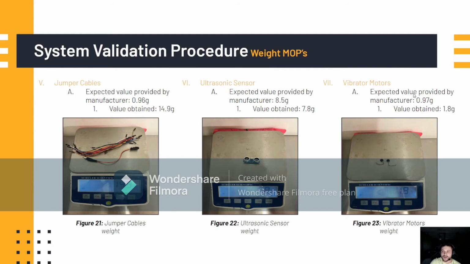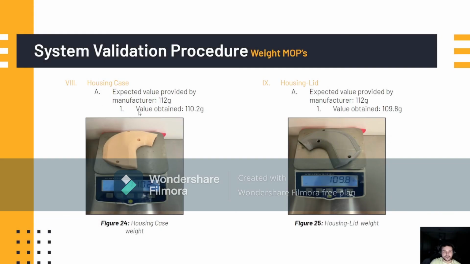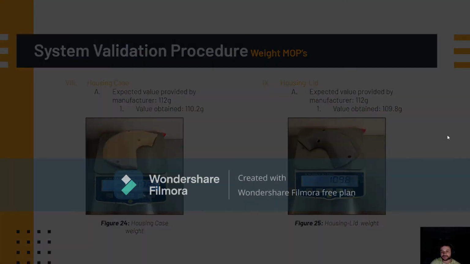The expected value for the vibrator motors was 0.97 and the value obtained was 1.8, since it's the same situation as the jumper cables: we use two vibrator motors and the manufacturer's value was for only one vibrator motor. Here are the three figures of the jumper cables, ultrasonic sensor, and vibrator motors. For the housing case, the expected value was 112 and the value obtained was 110.2. And the housing lid, the other part that covers the housing case, was expected 112 and the obtained was 109.8, equal to 110 grams.